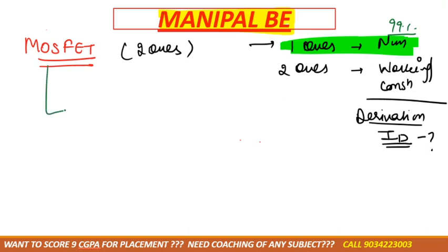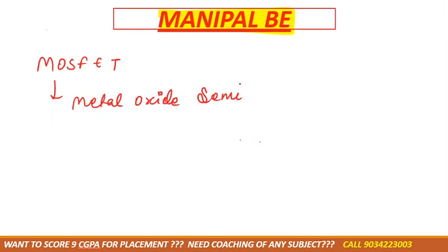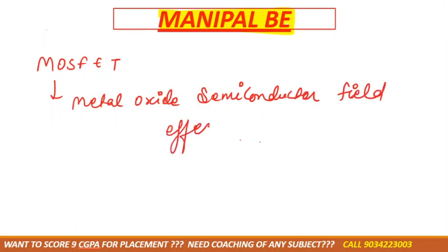First of all, what is MOSFET? MOSFET stands for metal oxide semiconductor field effect transistor. Okay, so this one is the MOSFET. It's a kind of transistor which is used to control the flow of current. Okay, clear? Basically it is used to control the flow of current.